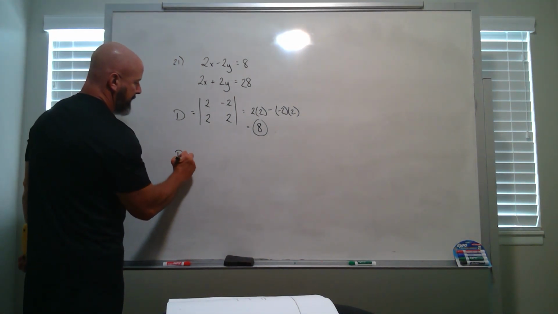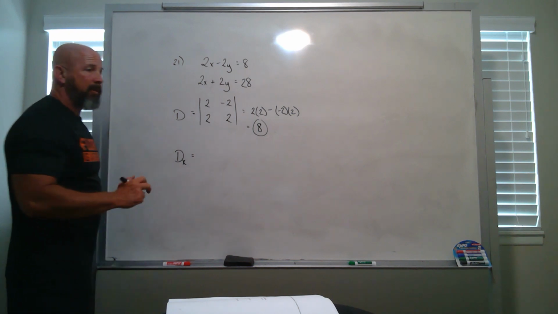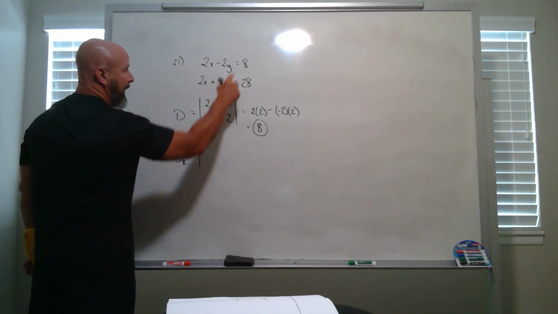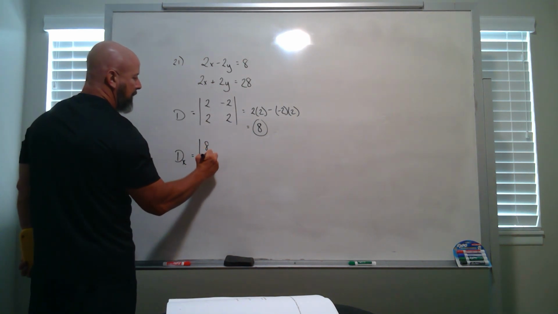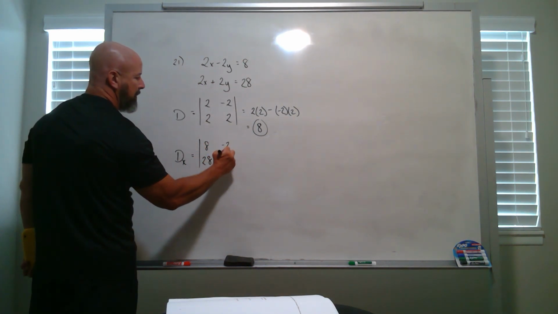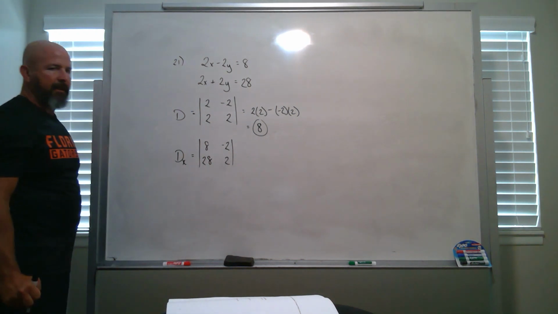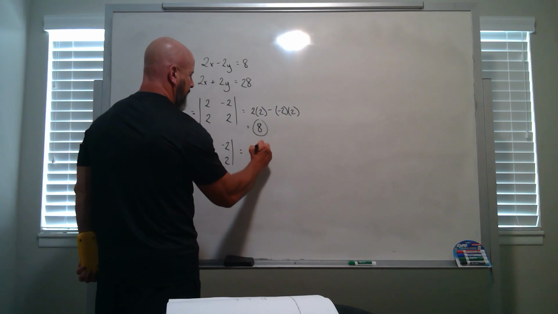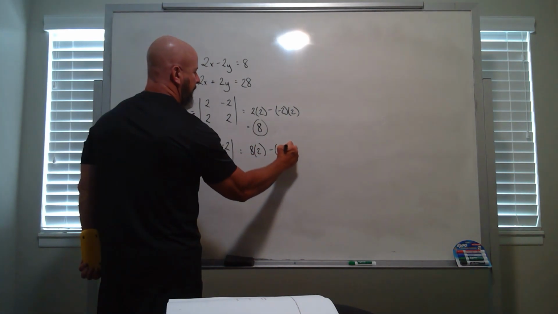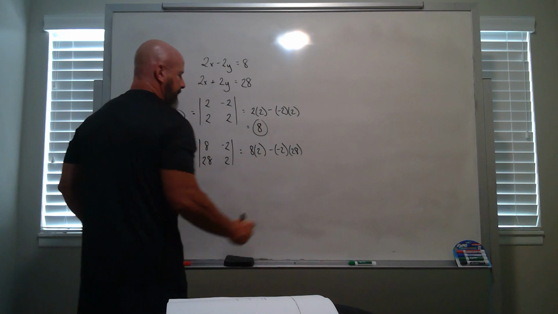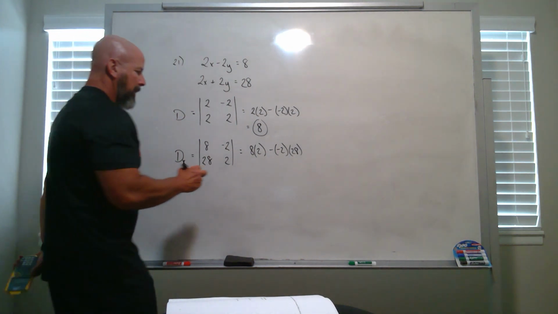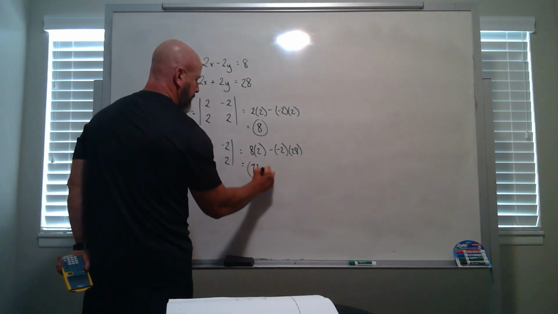Then I need D subscript x. So D with respect to x, determinant with respect to x. This was where the answers, 8 and 28, replaced the x column. And the y column stayed the same. So now I would have 8 times 2 minus -2 times 28. That would be 72.